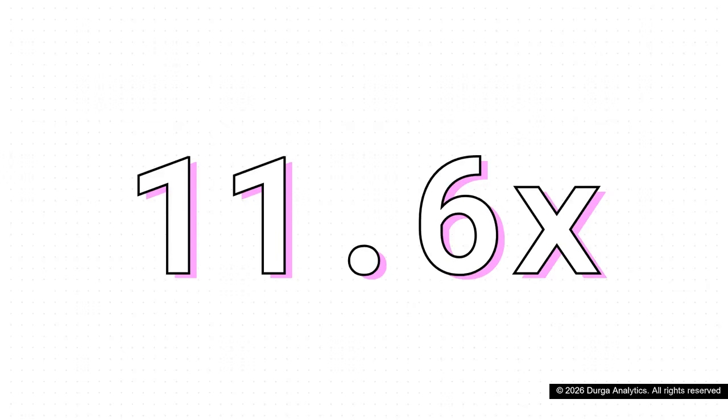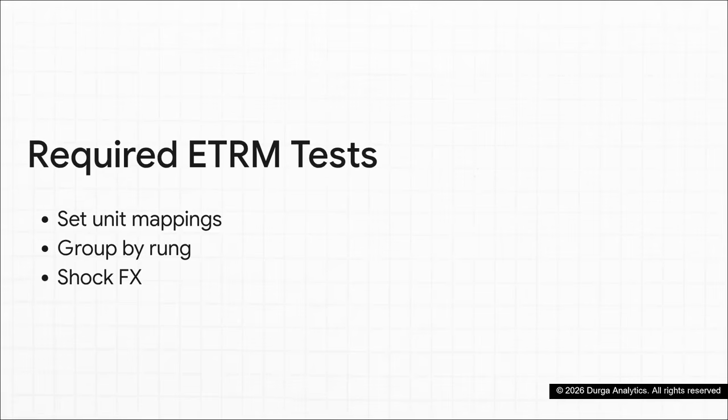An MMBTU is a larger unit of energy than a megawatt hour, so converting price means multiplying by roughly 0.29, but converting volume means multiplying by roughly 3.41. These are reciprocals. If you apply the wrong conversion reciprocal, you will invert the answer by a massive factor of 11.6, instantly destroying your book's valuation. No pressure, right? To ensure your desk's survival, your ETRM build must pass some very specific structural invariance tests.